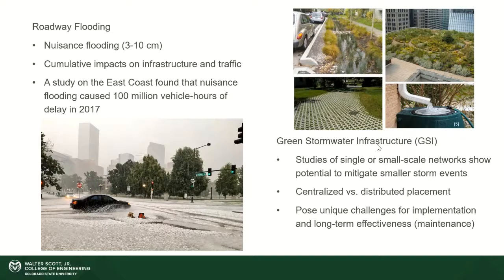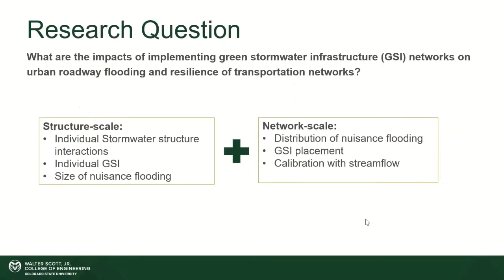And so studies on single or small scale networks show that they do mitigate smaller storm events, that they are effective for these purposes. There have also been studies looking at placement in the watershed, with centralized being closer to the outfall into the stream, and distributed being across the watershed. GSIs also pose a unique challenge for implementation and long-term effectiveness. They require being very carefully designed and constructed, and then they also need to be maintained in order to maintain that long-term infiltration capacity.